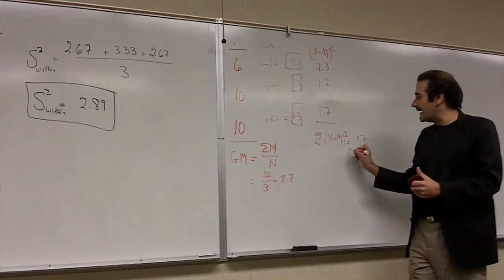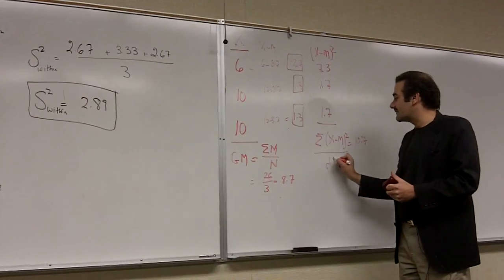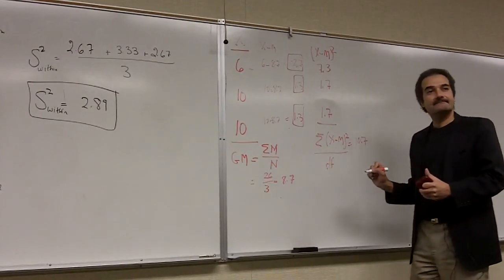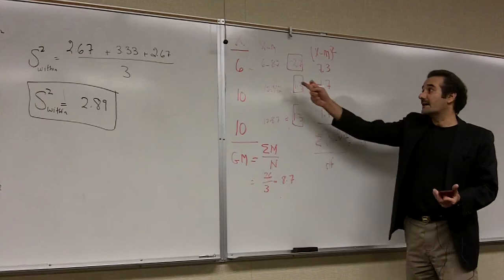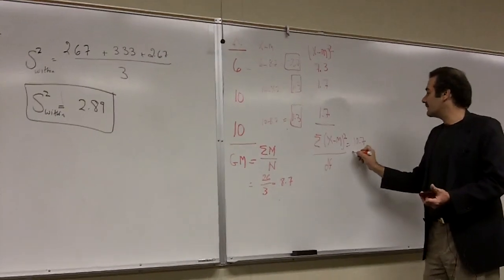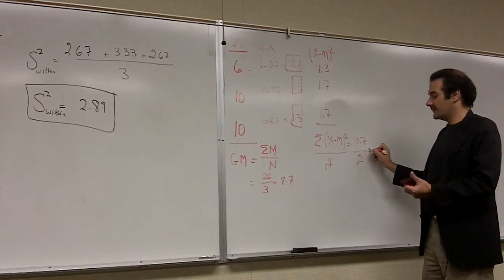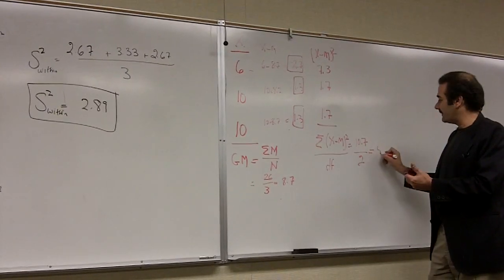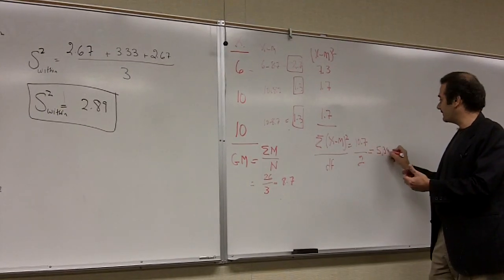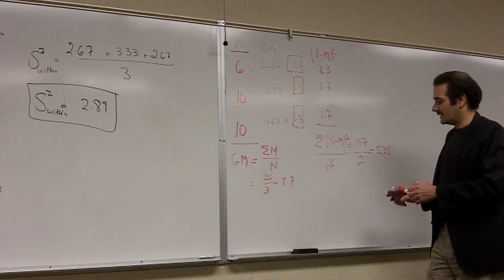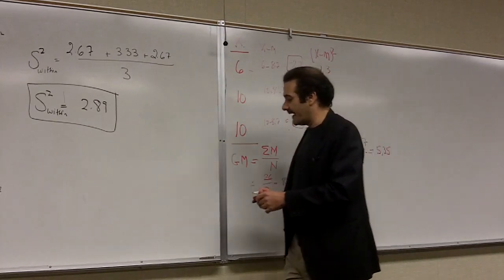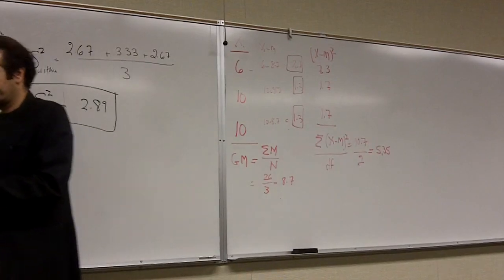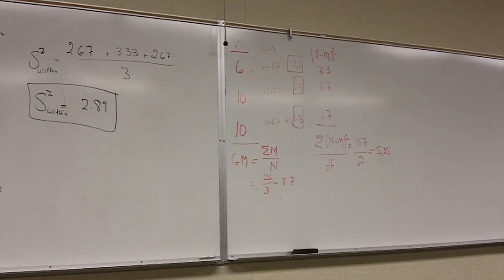Now, we divide usually by degrees of freedom. What's the degrees of freedom in this case? 2, exactly. You've got 3 scores, and you divide by 2. So degrees of freedom is 2. So it's 5.35. OK. So the variance here is 5.35.